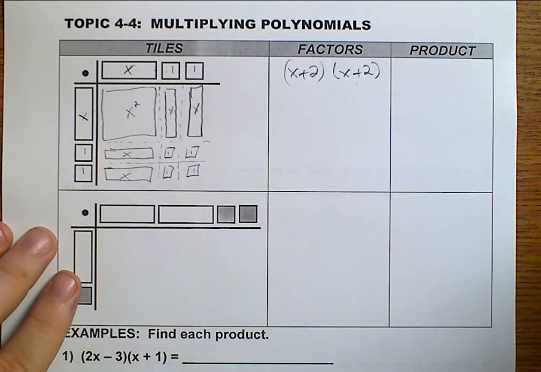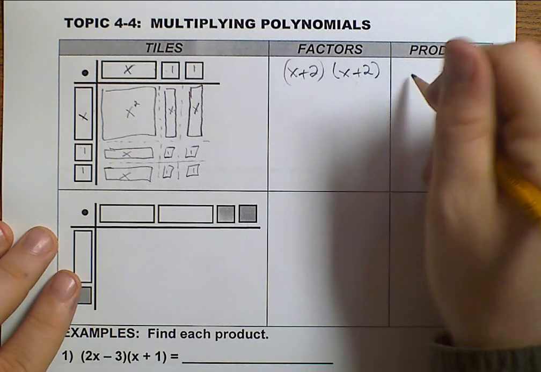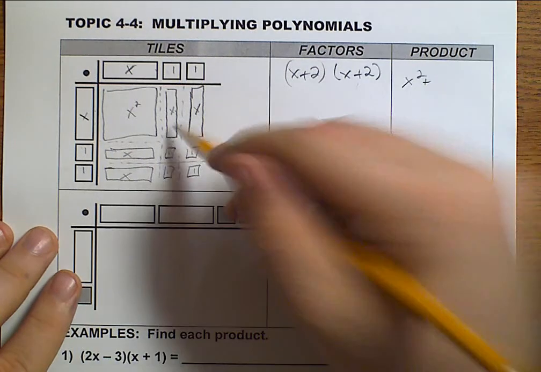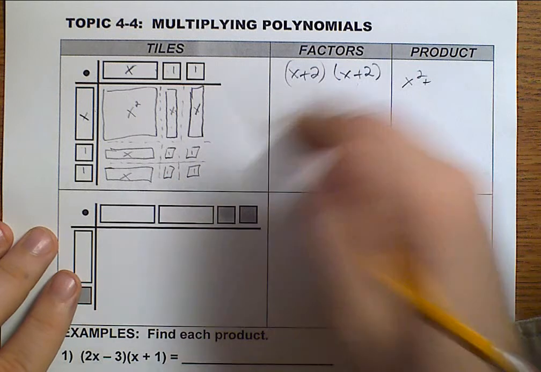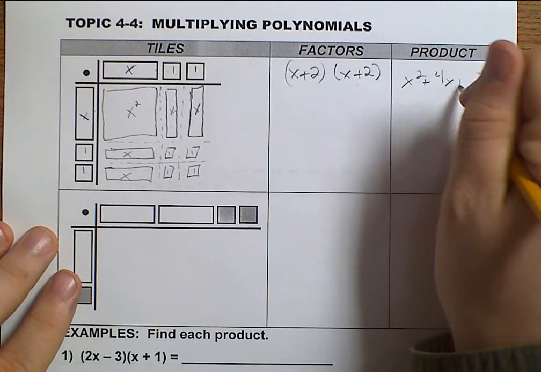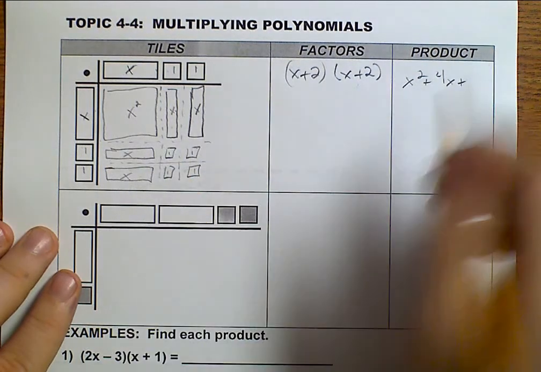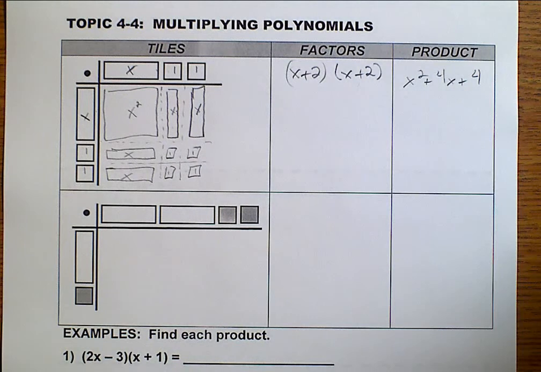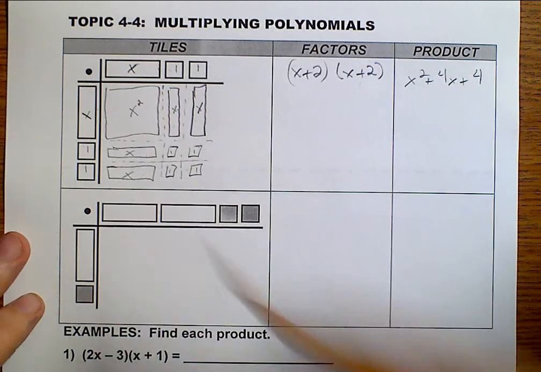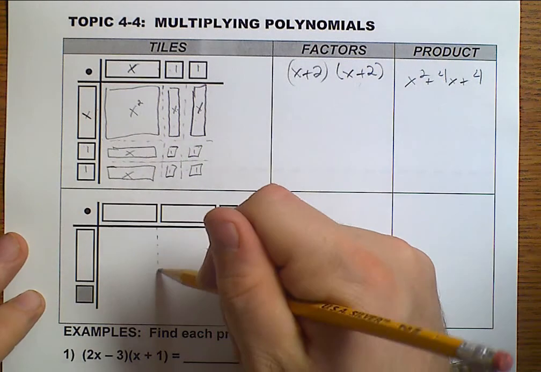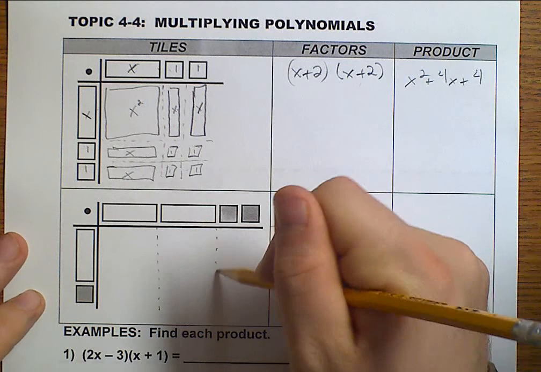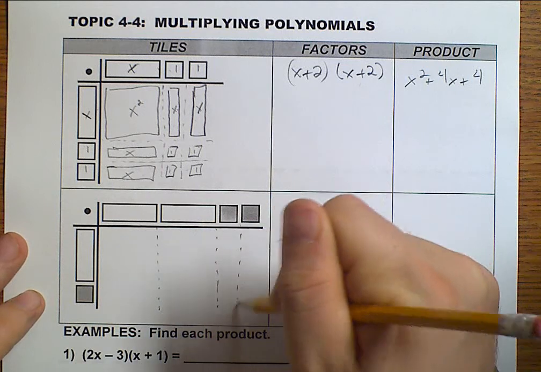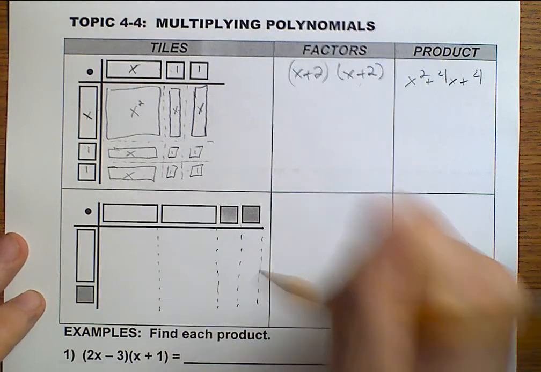And so what we get is we have 1x squared plus 1, 2, 3, 4 x's plus 1, 2, 3, 4 ones. And so that's our product. All right, let's try this again on our second one. Again, I like to do my dotted lines. You can even do the dotted lines on the end if they help you.